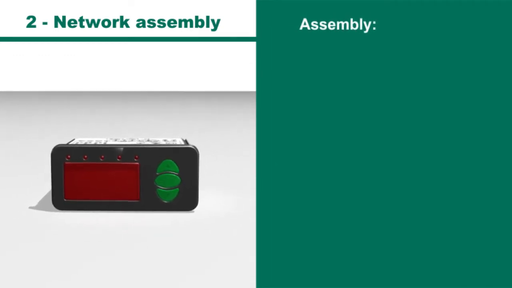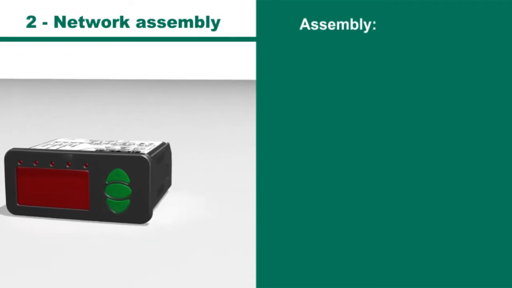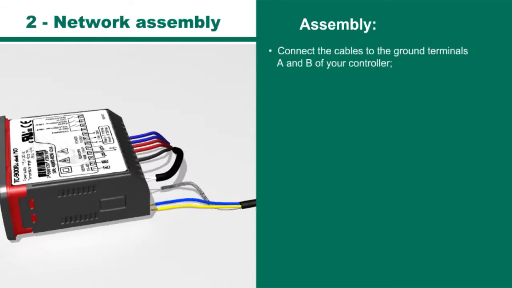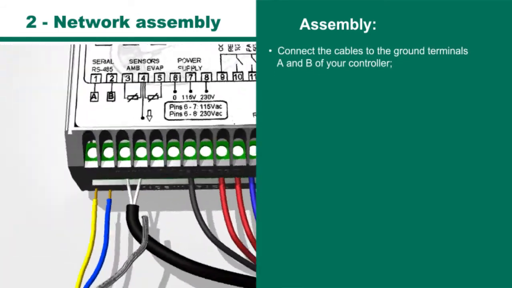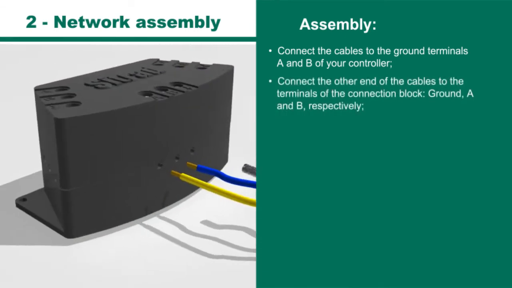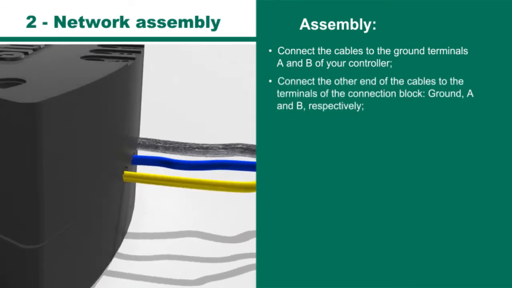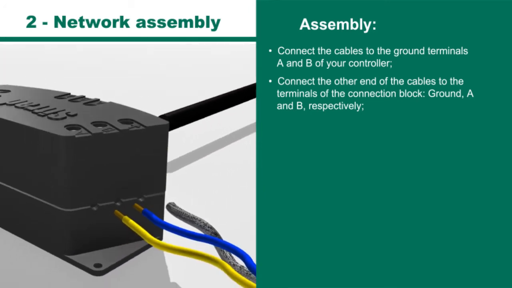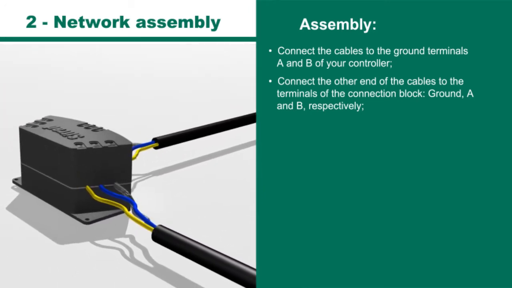Assembly. Connect the cables to the ground terminals A and B of your controller. Connect the other end of the cables to the terminals of the connection block, ground, A and B respectively. Repeat the same procedure to connect more than one controller.